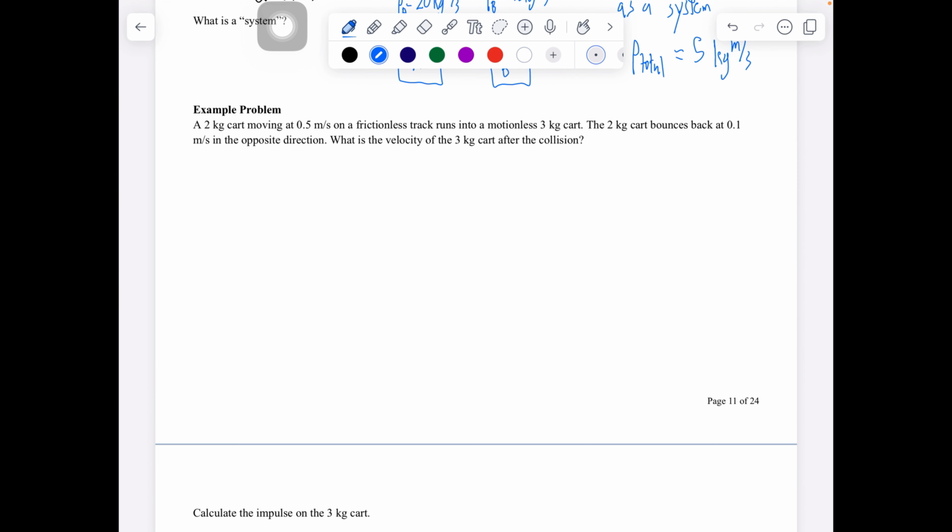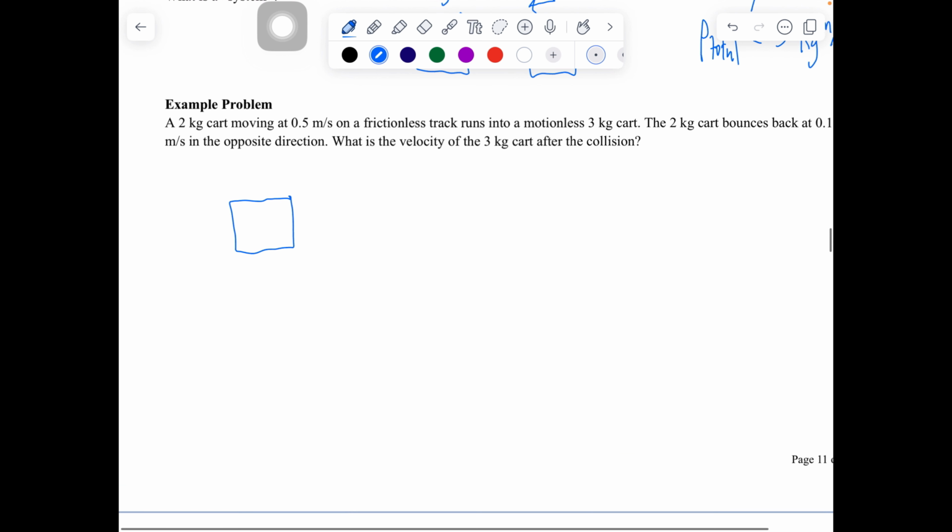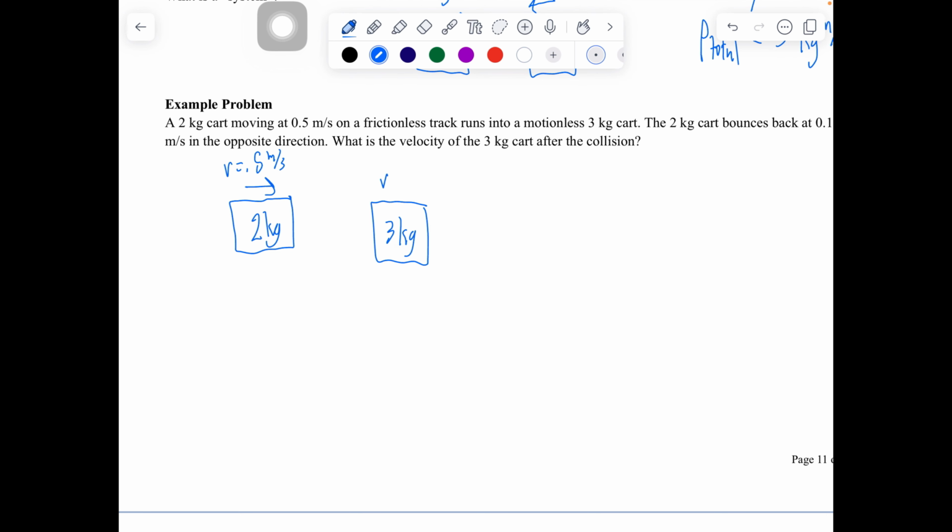This is where we have to be careful as we're reading it. I'm going to draw a picture, and I'm going to draw everything as a box. I'm not an amazing artist, so instead of drawing a cart, I'm just going to draw a box. We'll start with our first object, a 2 kilogram cart, moving 0.5 meters per second. It runs into a motionless 3 kilogram cart, 3 kilograms, and that velocity is 0.